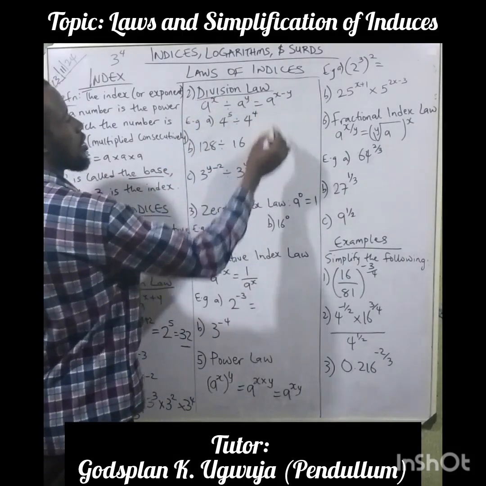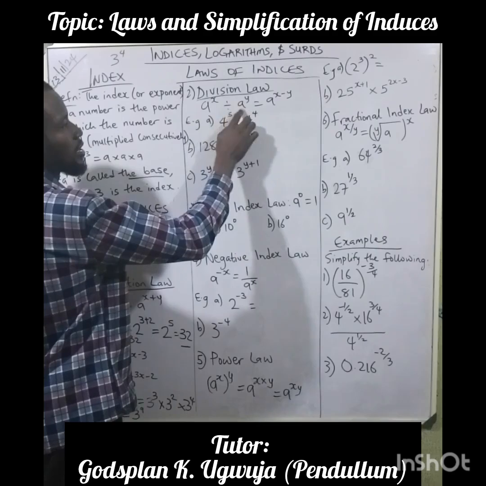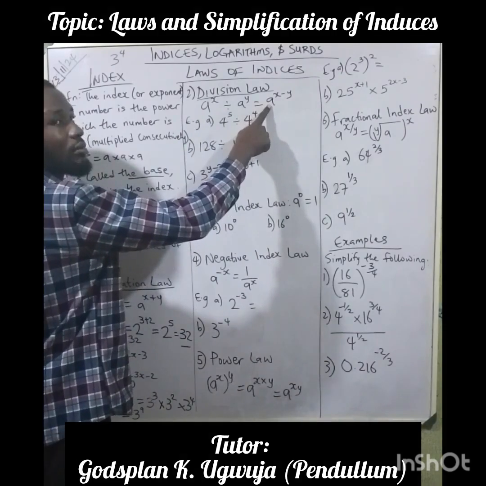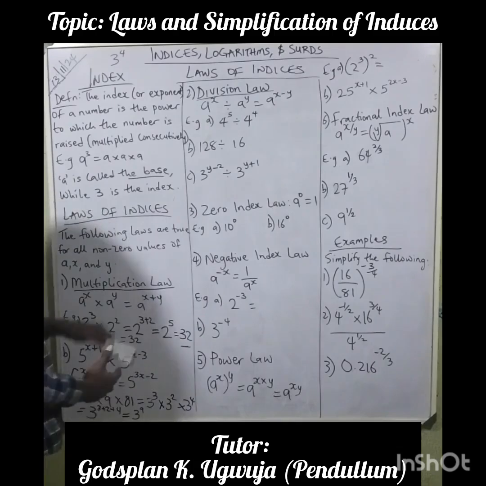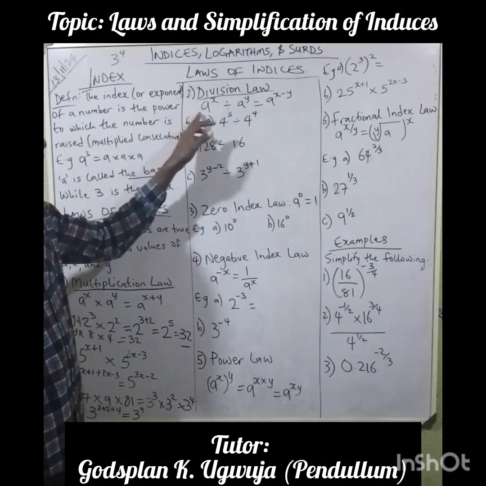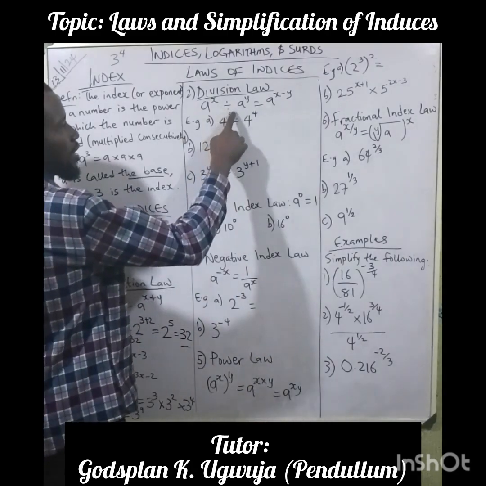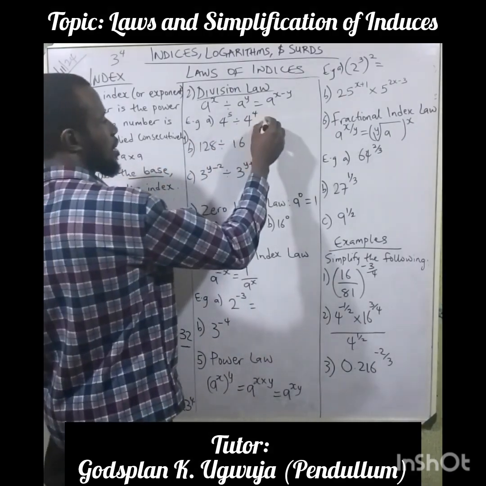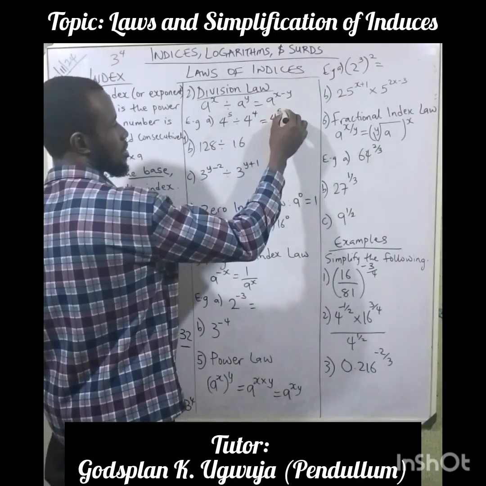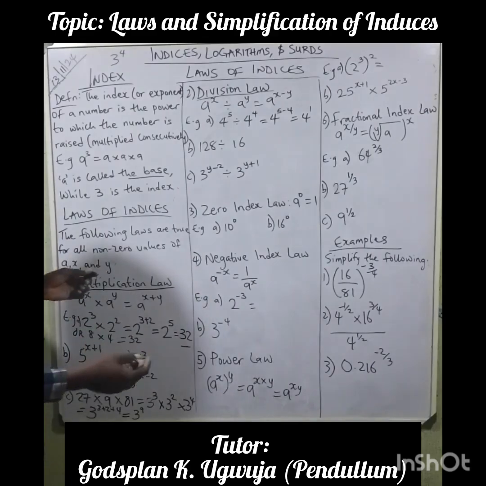Then the division law is similar though. If you have two indices dividing each other and they have the same base, pick one of the bases and subtract the power. So the difference here is that if it's division, you are going to be subtracting the power. As long as the bases are the same, pick one base, subtract the power. So here I have 4 raised to power 5 divided by 4 raised to power 4. Since they are the same base, I pick one of the bases, which is 4, and then I subtract the powers. This is 4 raised to power 1, which is 4. Okay, it's as simple as that.